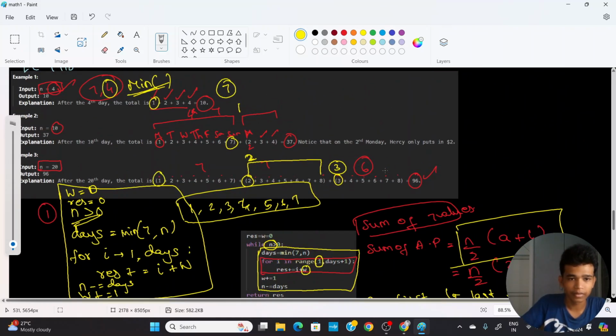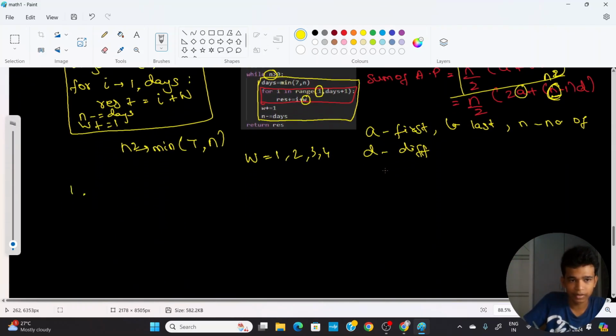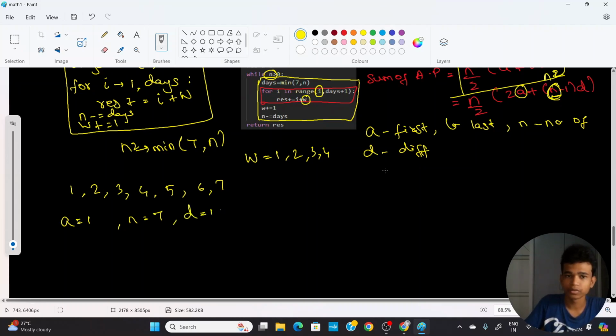See here, the starting point is 1. Here, the starting point is 2. Here, the starting point is 3. So I can say for the first 7 series, 1, 2, 3, 4, 5, 6, 7, the starting point a will be 1, and n will be 7, and the difference is always 1. So these are the 3 parameters I need for the second formula.